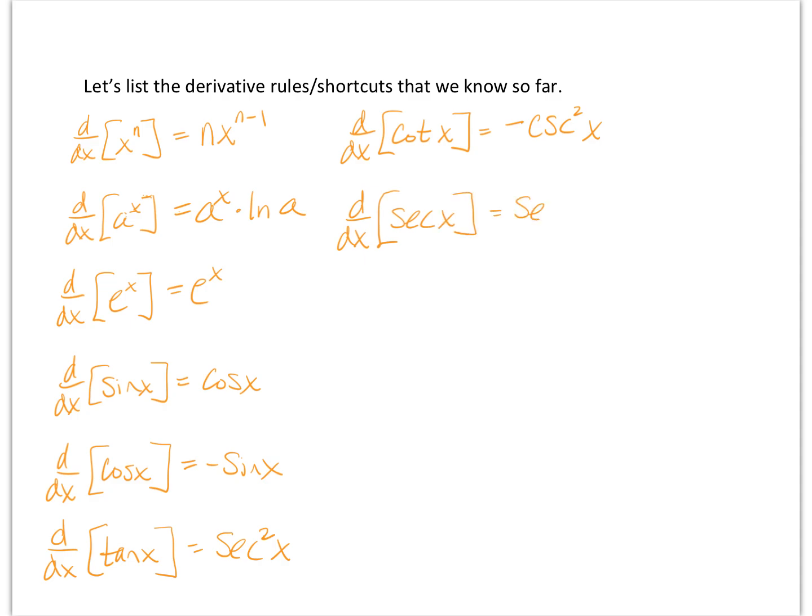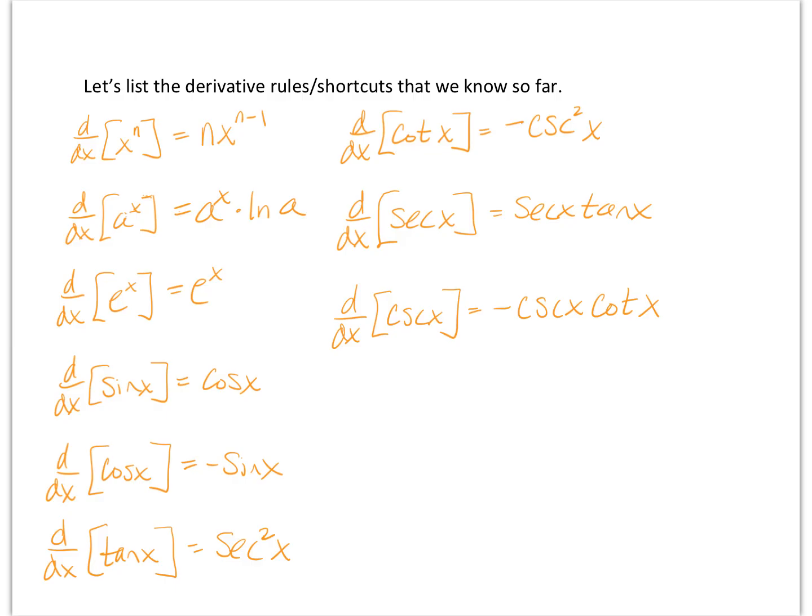And we know the derivative of secant is secant tangent. And we know that the derivative of cosecant is negative cosecant cotangent. So we discovered all those trig ones in our previous lesson.